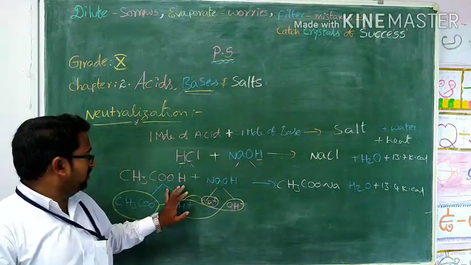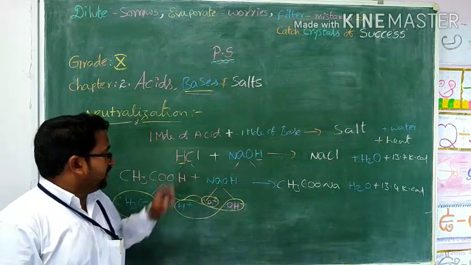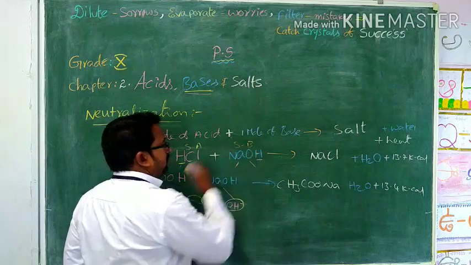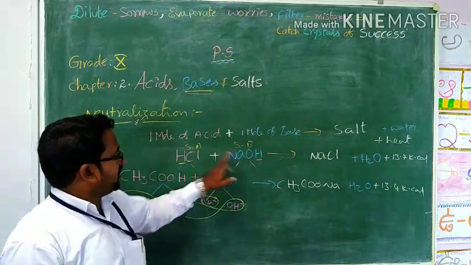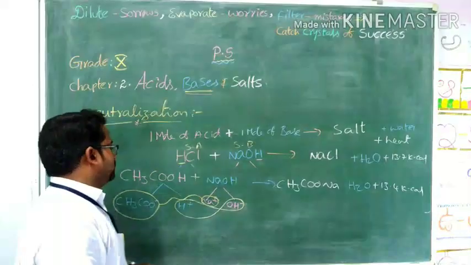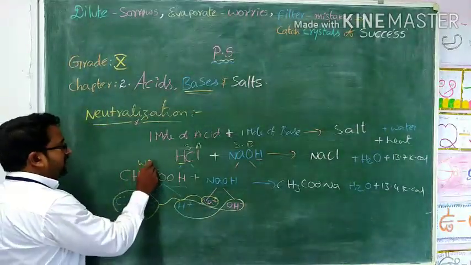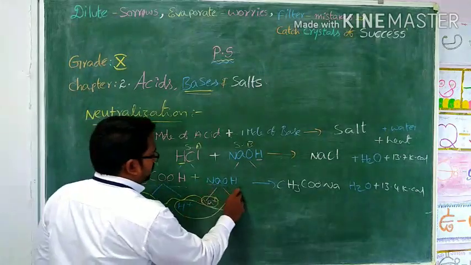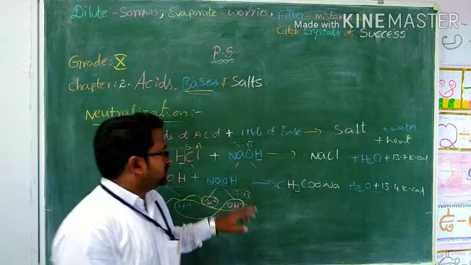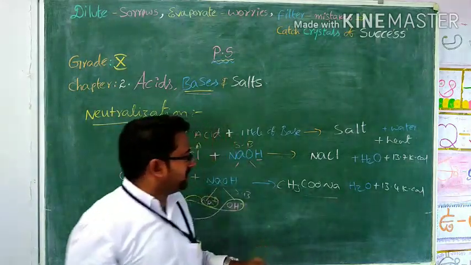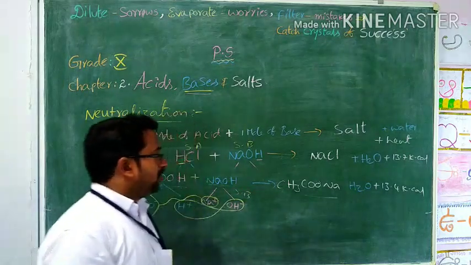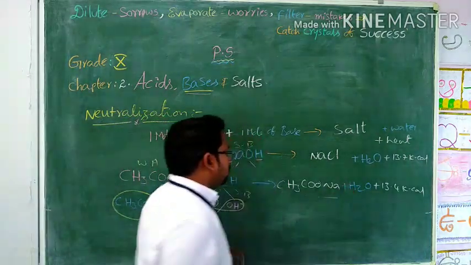Have you understood about this? Acid, base. Here it is a strong acid, and it is a strong base. When strong acid reacts with strong base, 13.7 kilocalories of energy is released. Here, if you see, it is a weak acid, and what about this one? Strong base. Weak acid, strong base. So whatever salt is released here should be basic in nature. Okay.